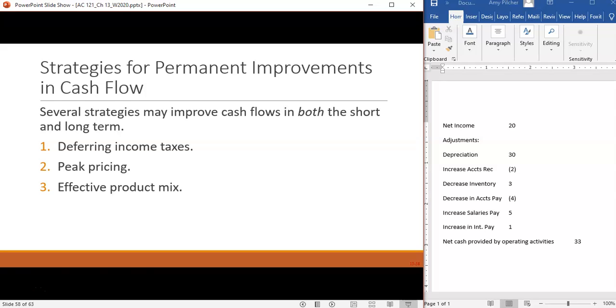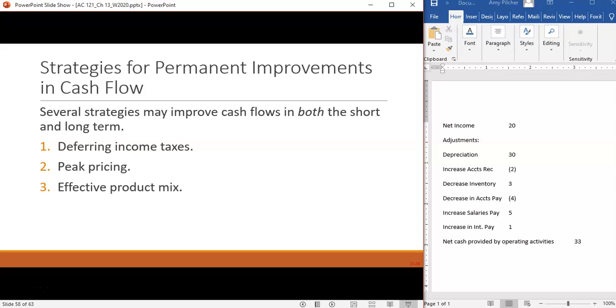Other things that we can do to improve cash flow in both the short and long run: one thing we can do is defer our income taxes. There are a lot of income tax strategies that we can use as both individuals and as companies to avoid paying income taxes. Now, you can legally avoid paying income taxes. If you think of things like deductions through charitable contributions, that's a legal way to defer income taxes. There are, of course, illegal ways to defer income taxes, so you want to be careful.